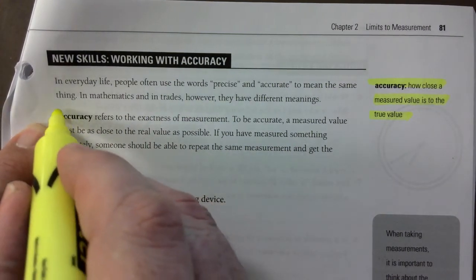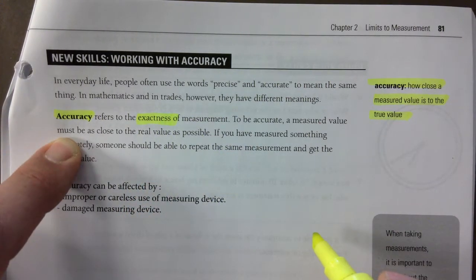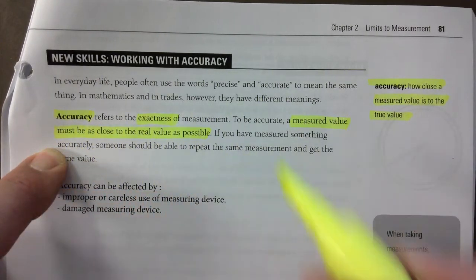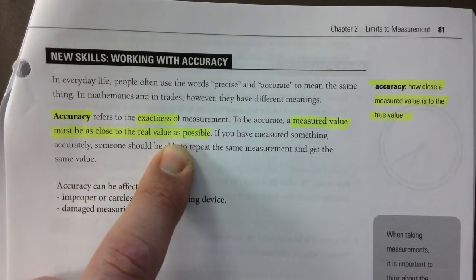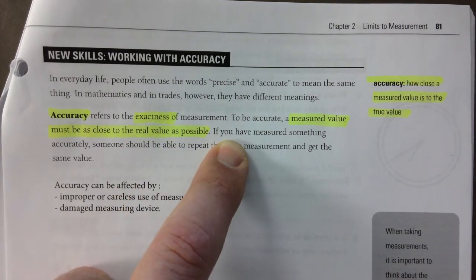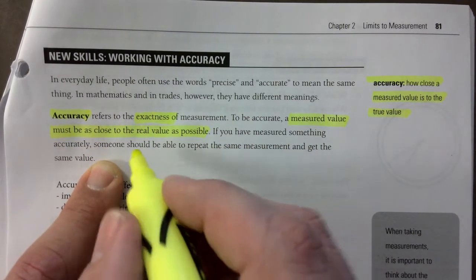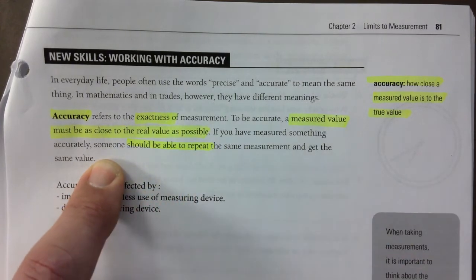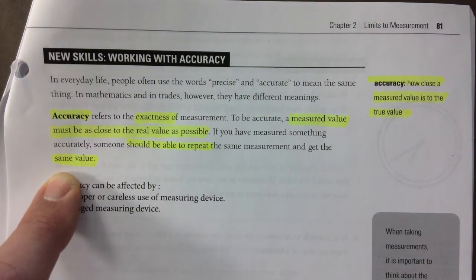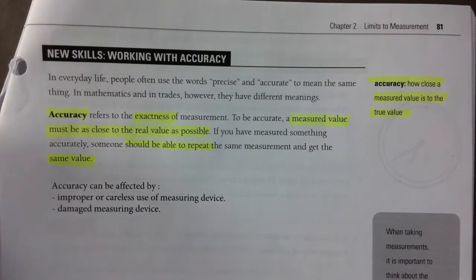And here it is. Accuracy refers to the exactness of the measurement, right? Measured value must be as close to the real value as possible. So I'm saying the same thing in various ways, right? You have to be as close to the actual value as possible. If you measure something accurately, you should be able to repeat the measurement and get the same value, right? That is important. That you should be able to repeat.